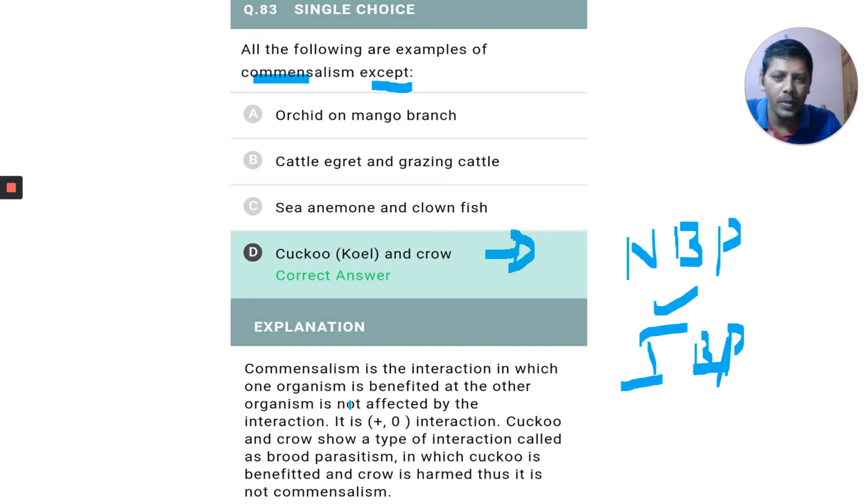Commensalism is an interaction in which one organism is benefited and the other organism is not affected. It is a positive-zero interaction. It is an important topic. We can expect one bit from these population interactions in the NEET exam. Cuckoo and crow show a type of interaction called brood parasitism, in which the cuckoo is benefited while the crow is harmed. Thus, it is not a commensalism.